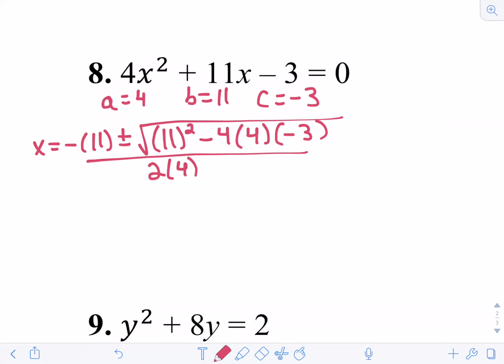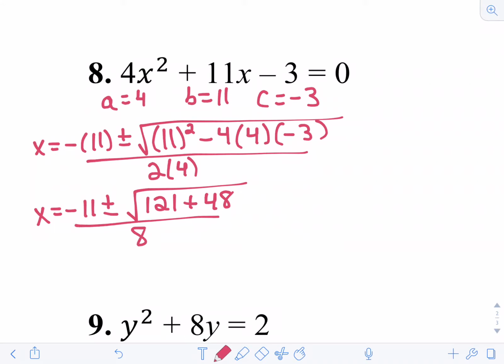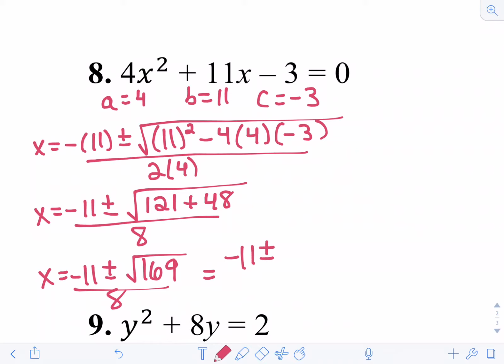So we're going to reduce this. So x is equal to -11 plus or minus the square root of 11 squared, which is 121, and then we have plus, because you have a negative times a negative, 4 times 4 times 3 is 48. All of that is over 8. So x is equal to -11 plus or minus the square root of 121 plus 48, which gives me 169, over 8. So this is -11 plus or minus the square root of 169, which is 13, all over 8.